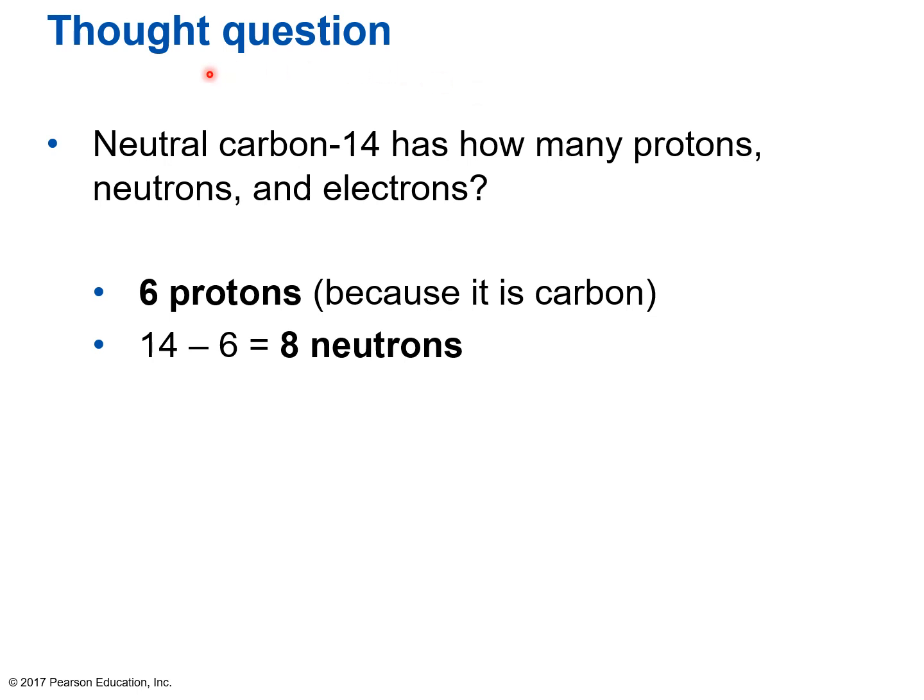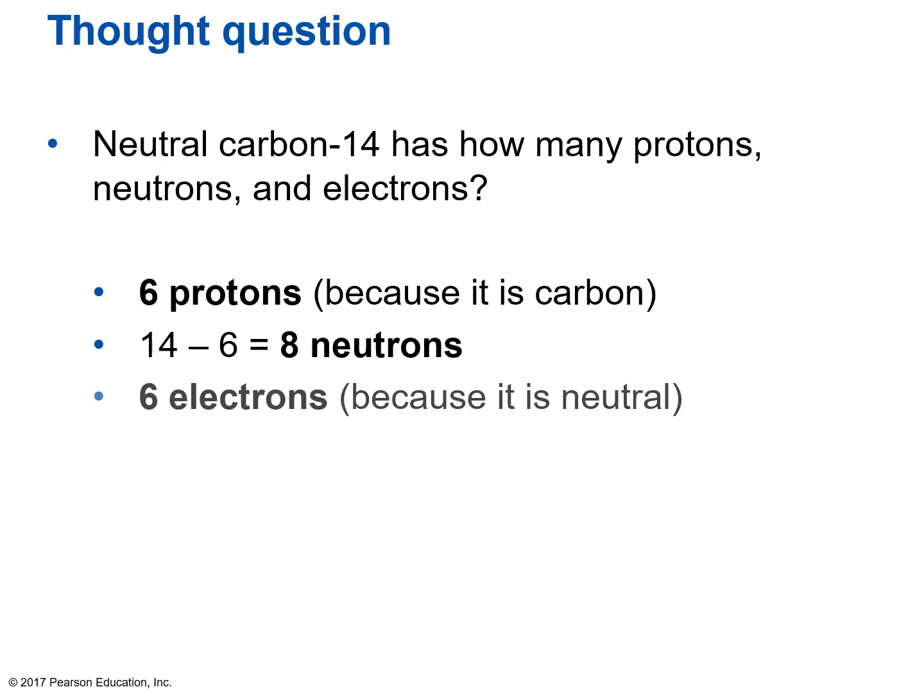And the key word is right here, that it's neutral. If it's electrically neutral, that means that there's as many protons as there are electrons. And as I said before, this is the normal state that atoms tend to occur in nature. So having 6 protons and being neutral, it has 6 electrons.